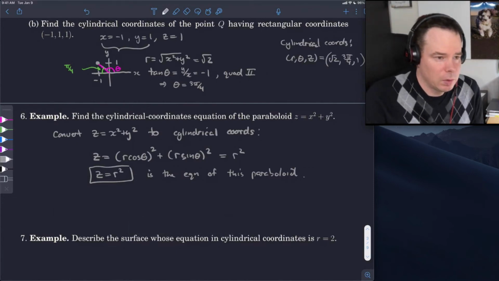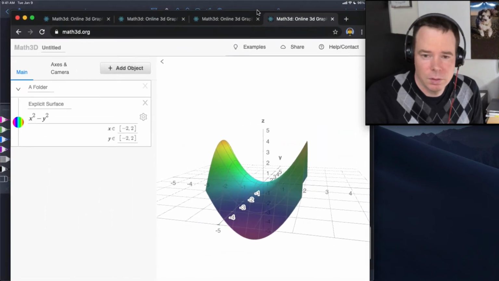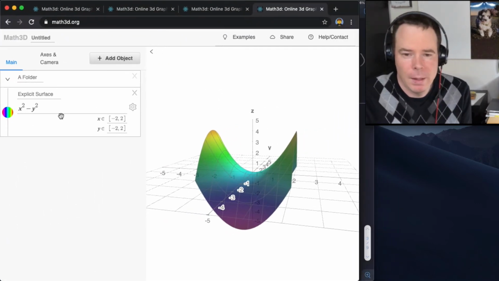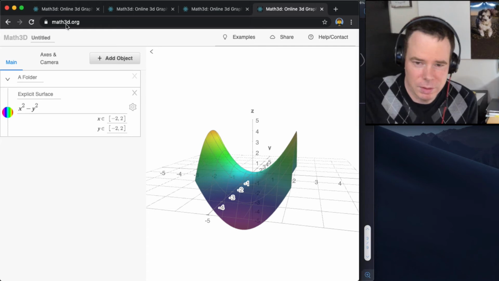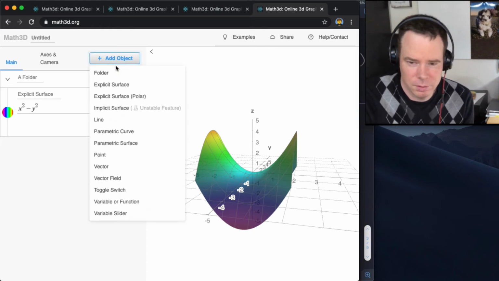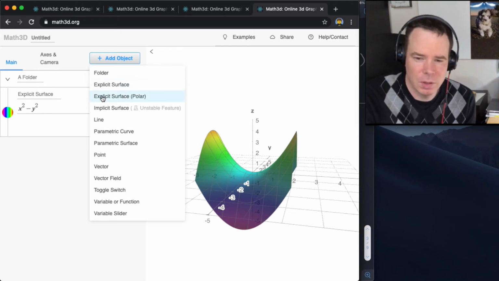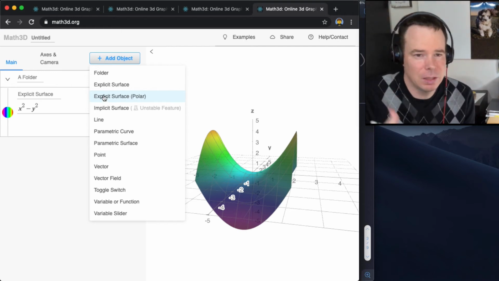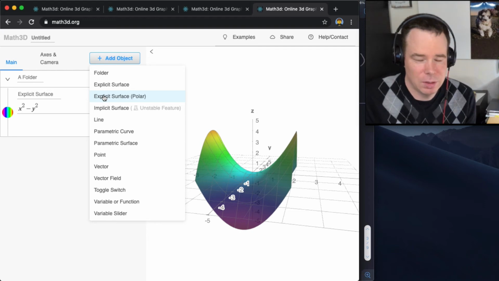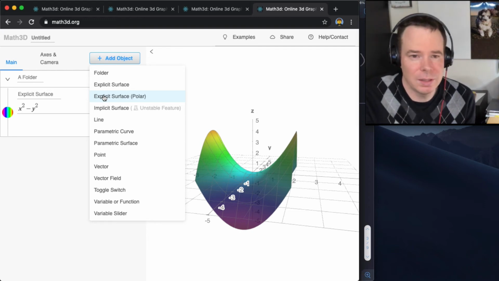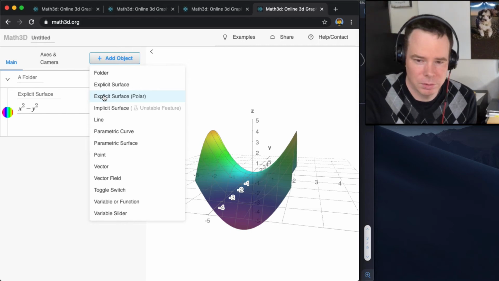Now if you're wanting to graph things, you could go to a graphing utility. I just want to point out that with math3d.org, when you click on add object, you've got your explicit surface, so that's what's drawn here, z equals x squared minus y squared. But you also have the ability to plot an explicit surface in polar coordinates. So explicit surface just means it's going to be z is equal to an expression in polar coordinates, r and theta. So this is essentially cylindrical coordinates. So I'll switch to that one.